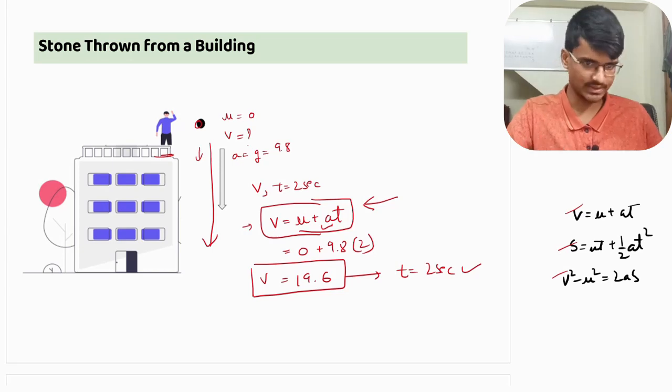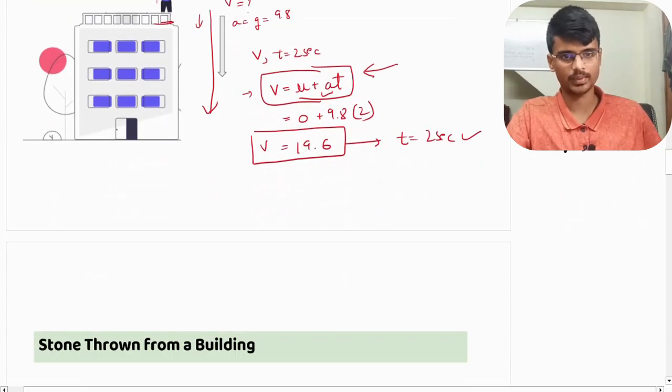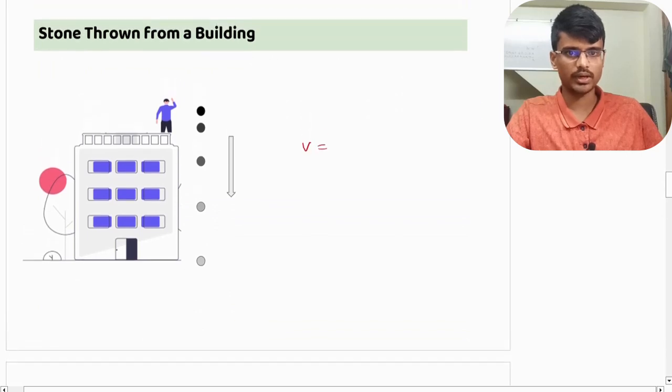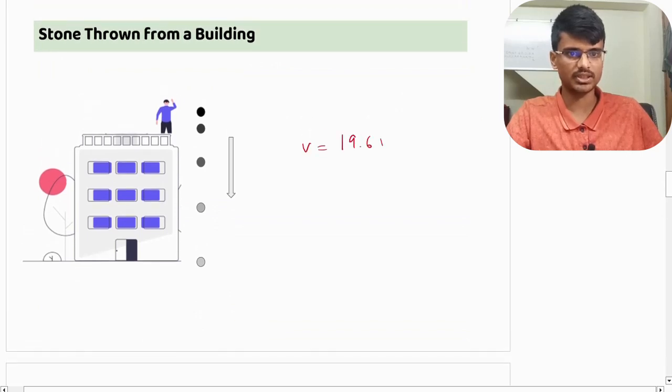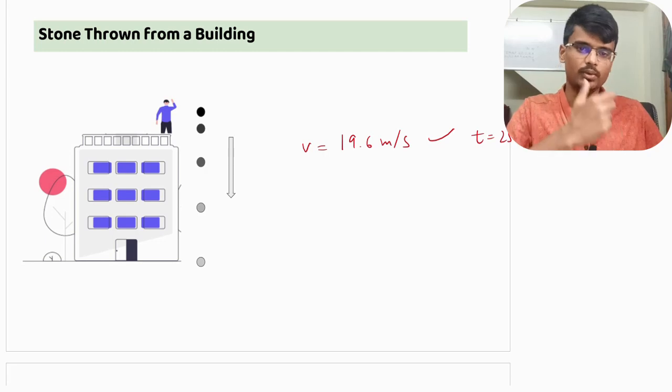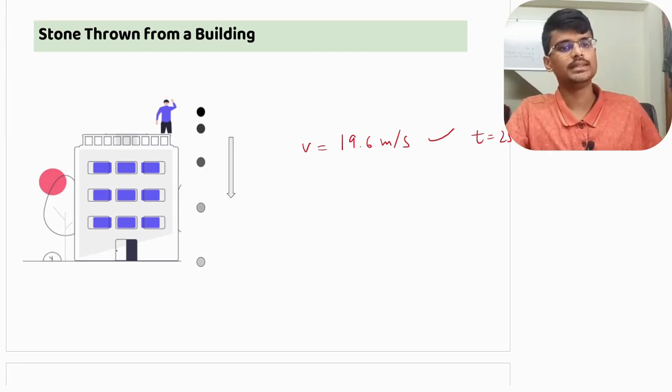So let's just keep this thing. What we have found out is v is equal to 19.6 meter per second. This is our velocity at t equal to 2 seconds. So using laws of motion, we have arrived at this.